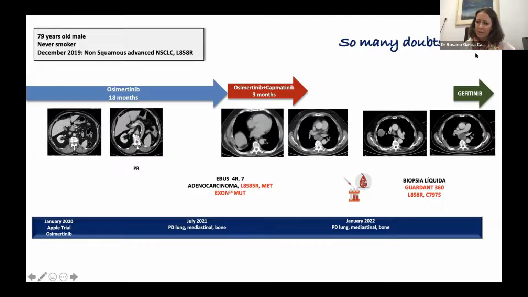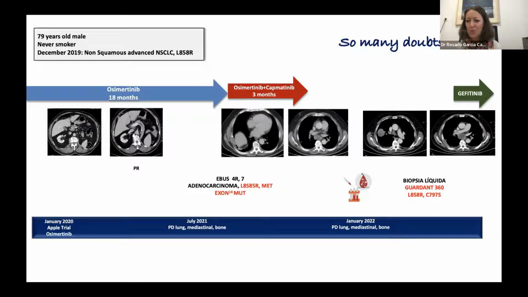And again, we had some information from this liquid biopsy, the presence of exon 21 mutation and the presence of C797S mutation. So we decided to start gefitinib 20 days ago. The truth is that I don't have the radiological assessment because it's too soon, but I can tell you the patient was symptomatic with pain, with shortness of breath. The patient is doing great.